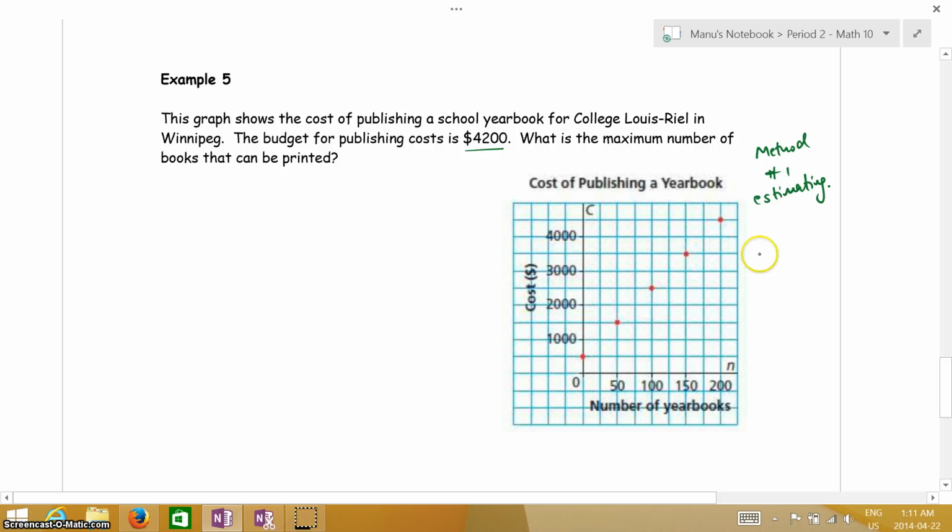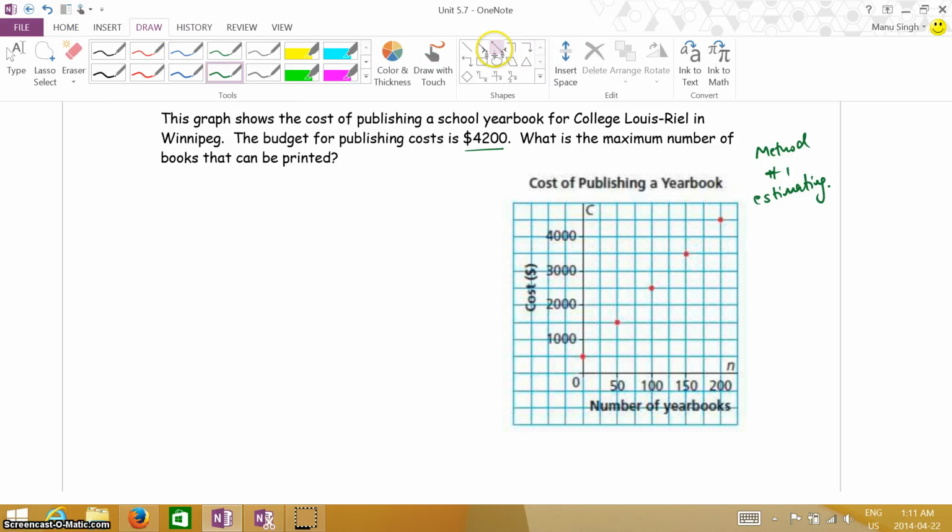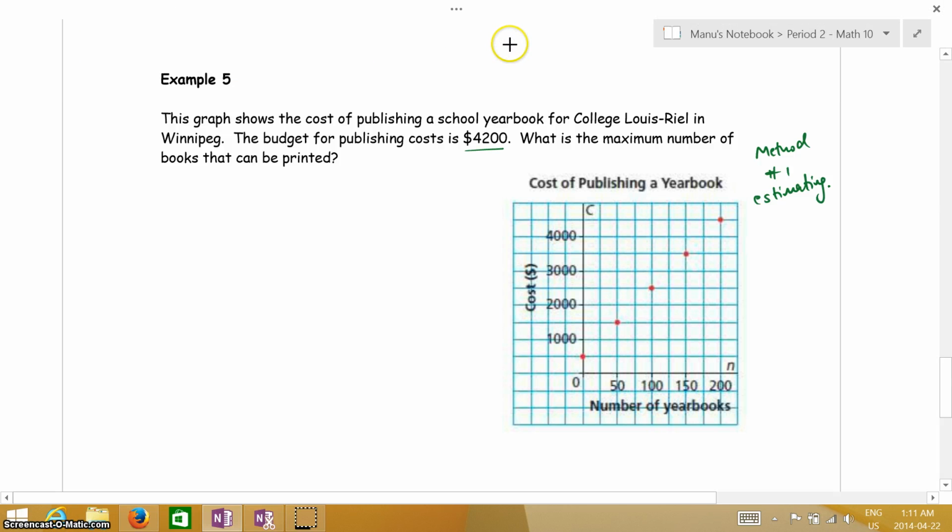You can probably tell me why they can't be connected. That's right, they can't be connected because the number of yearbooks cannot be a fraction, right? We can't have 3/4 of a yearbook. Well, we could, but we're not going to. So as a result, that data cannot be connected. So we're going to go ahead and kind of cheat a little bit. We're going to sort of connect it just to estimate where our value is. So I'm going to draw a line over here that connects that. And the only reason I'm doing this is so I can try and extrapolate the value that I'm looking for.